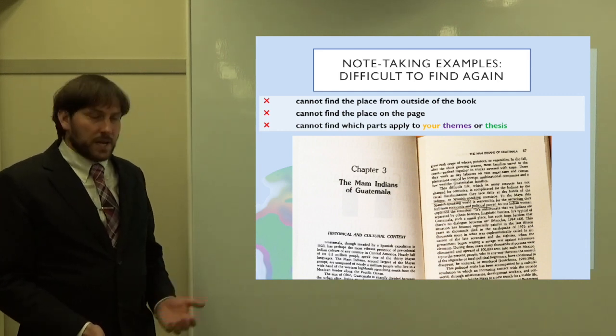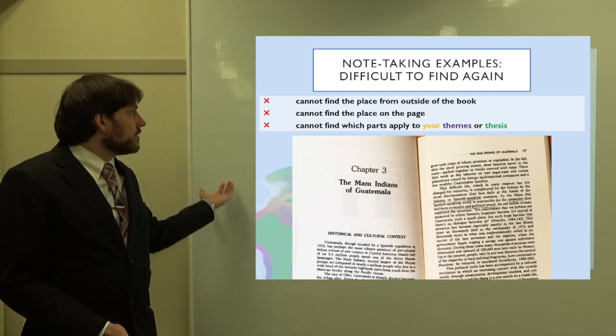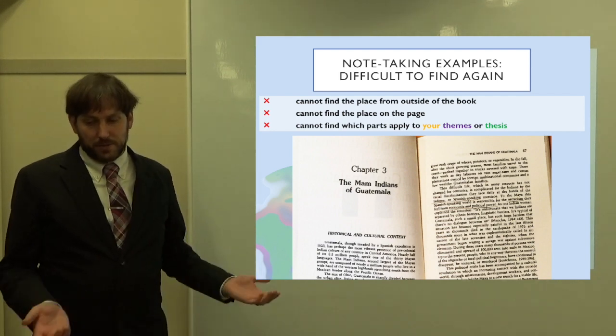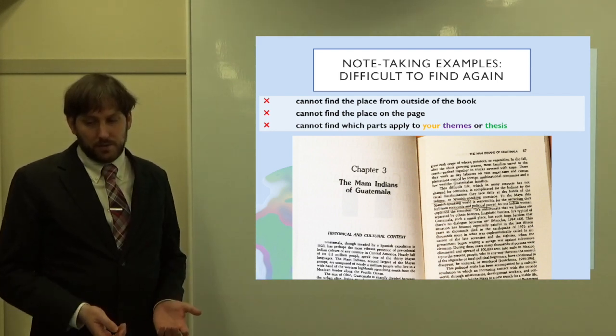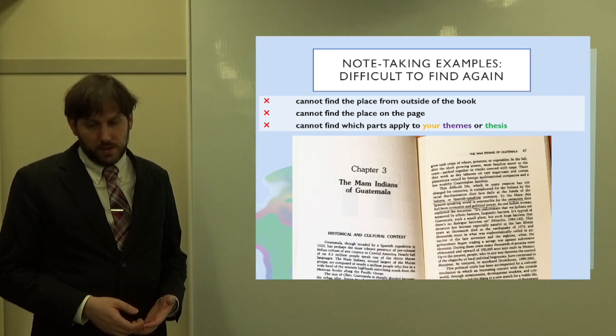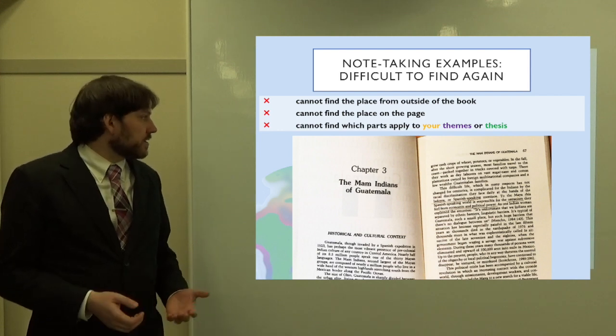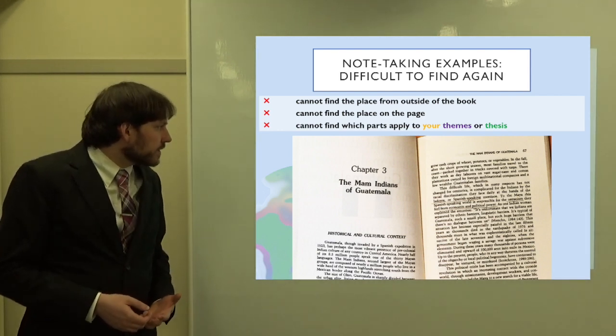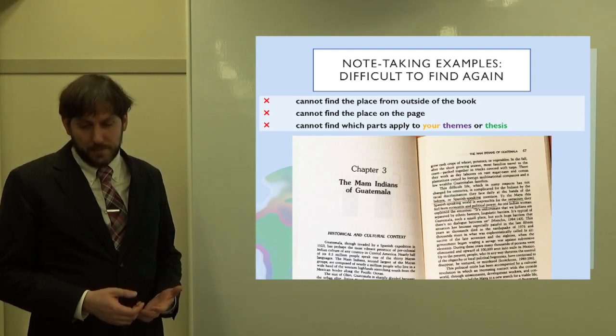This is a page that has nothing on it. So if we do this, you can't find things from outside of the book, you can't find where on the page things are on, and you don't know what these different parts relate to. There's a little bit of underlining over on the right-hand side, but that's about it.